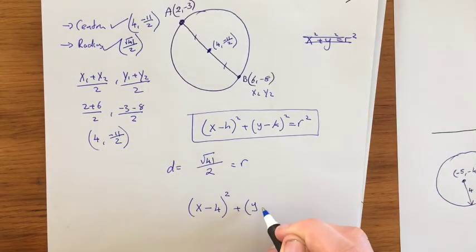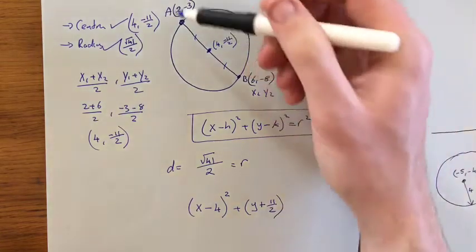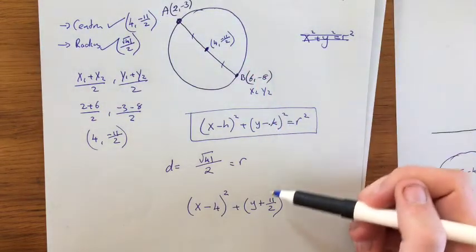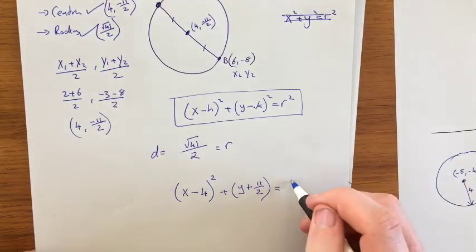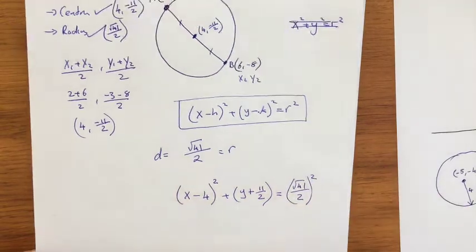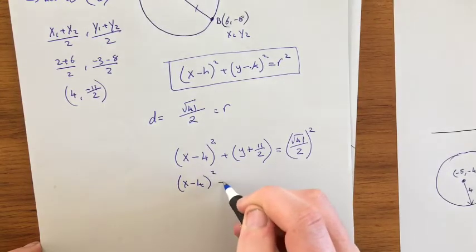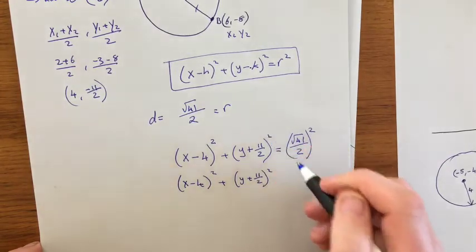plus y is going to be plus 11 over 2. Again, 11 over 2 here was a minus, but the formula says to do a minus, so that changes it to a plus. And then that's equal to the radius squared, but we know that the radius is the square root of 41 all over 2, so we have to square that. So then finally, just to tidy it up a little bit, it will be x minus 4 squared plus y plus 11 over 2 squared. I forgot to square there.